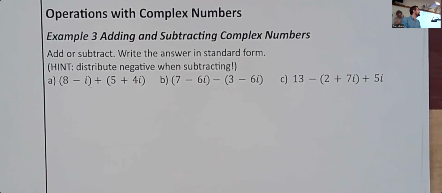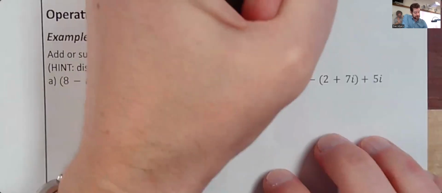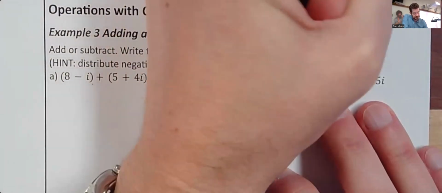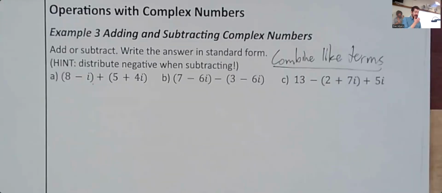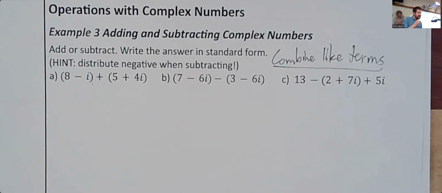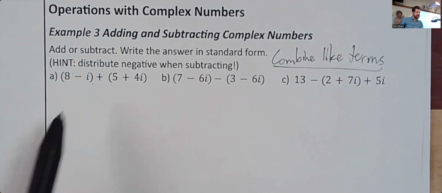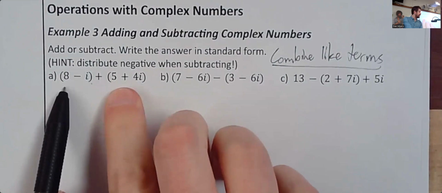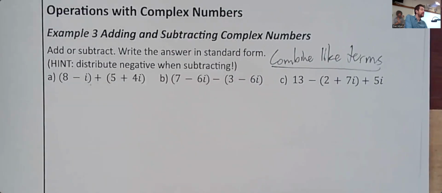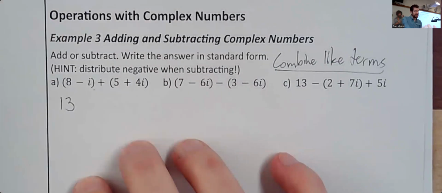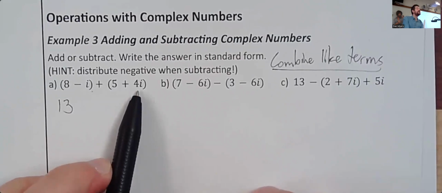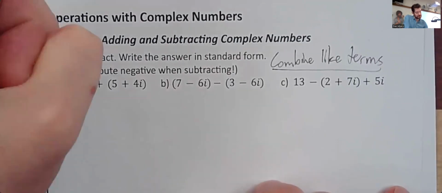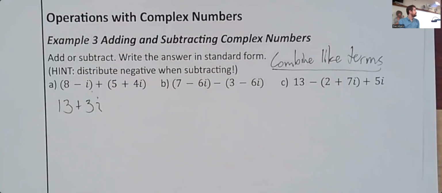So this is basically combining like terms. I'm just going to write that. Combine like terms. You all know how to do that, right? So if you're adding two complex numbers together, we have 8 and 5. Add those together. What do you get? 13. If you have a -1 imaginary unit and you add to it 4 imaginary units, how many imaginary units do you have? 3. There you go. That's the answer.